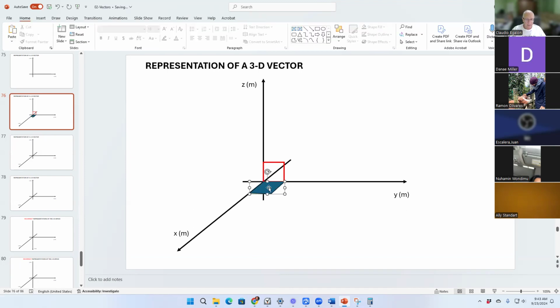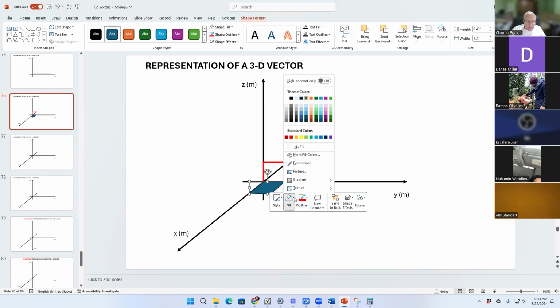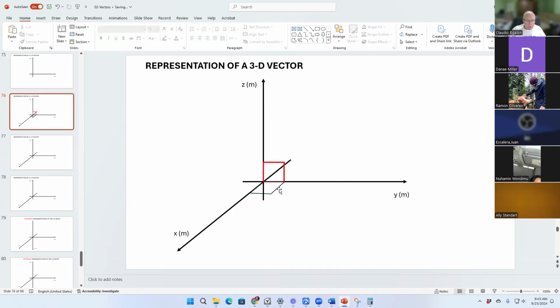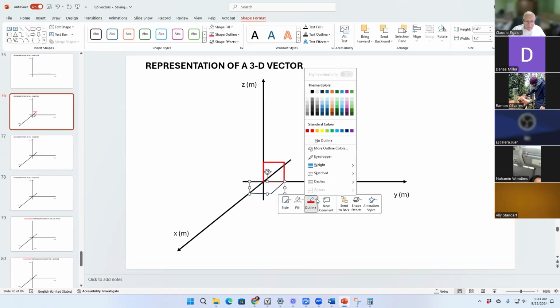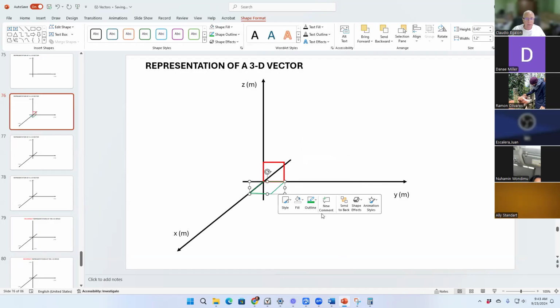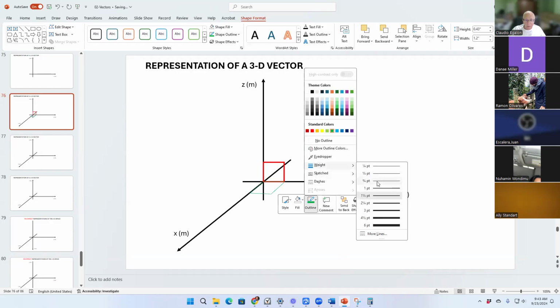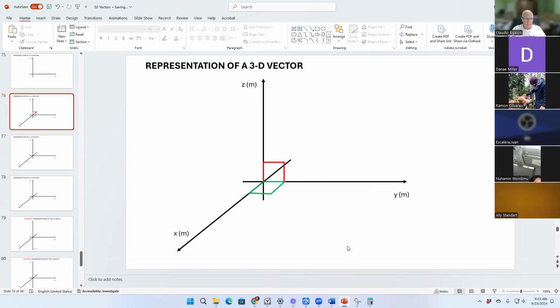Okay. And let's make it no fill. Okay, and then I'm going to make it a different color instead of red. I'm going to make it green. Make it a little bit thicker, right? And now the last one. See the 90-degree angle that X makes with Y, the 90-degree angle that Y makes with Z, and then we have one more to go.